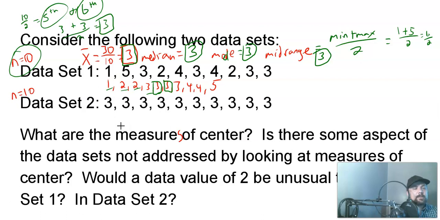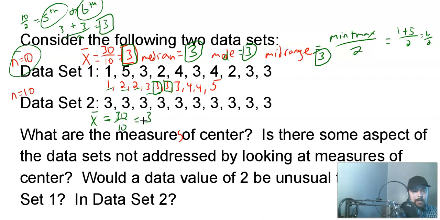What about for data set number 2? It's a little bit silly, but we're going to get the same answers, right? What is the mean of data set number 2? So again, follow the same course. Add all the data values together. We have 3 plus 3 plus 3 plus 3, 10 times. So we're going to get 30.